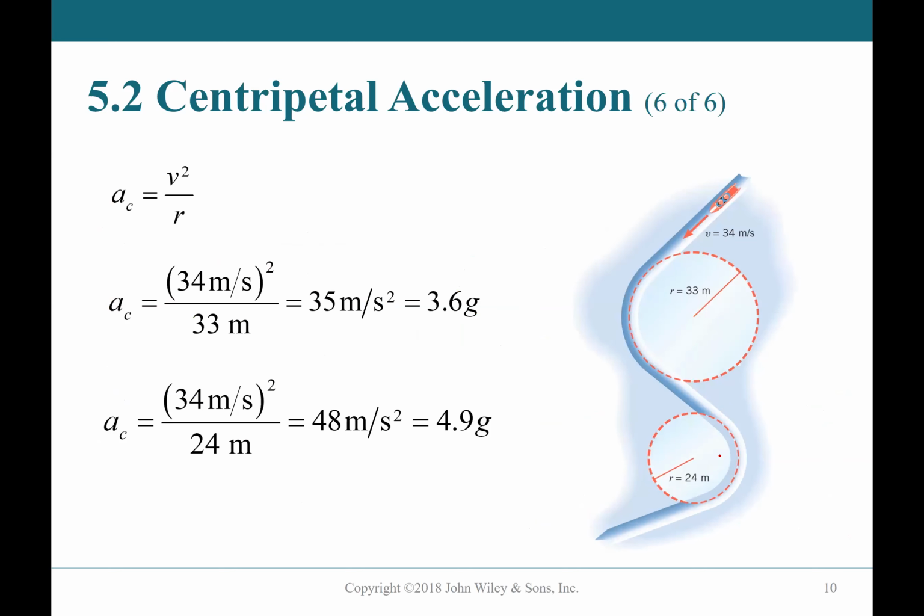Okay, so in the first case, when the radius was 33 meters, the object is accelerating at 3.6 g's. And then when the radius decreases, it accelerates at 4.9 g's. You can see the difference, what happens as the object is moving at the same speed, but different radii. Okay, if there are any questions, feel free to come off mute and say, could you please explain that better or differently? And I'll be happy to do that.